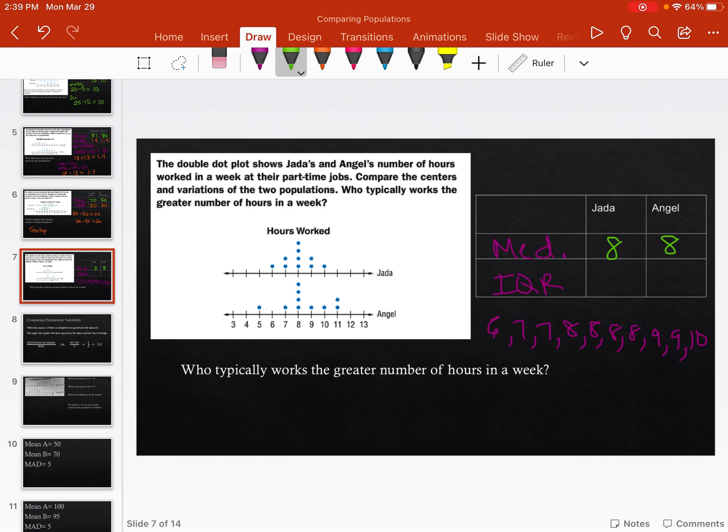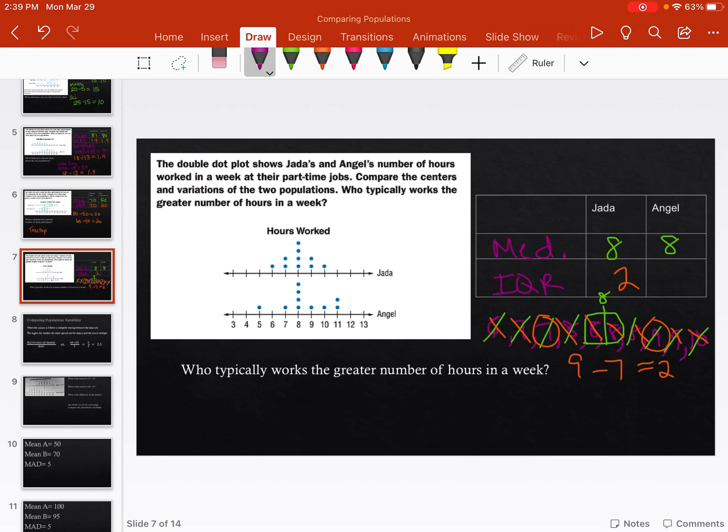To find our IQR, we have to start with that median, which was in between these 2. Then we need to find the median of each side of that data, to the right and to the left. So here and here. Then that 9 and 7 is what I'm going to subtract to find my IQR, because those would be where the outside of your box would be. So that gives me a 2.